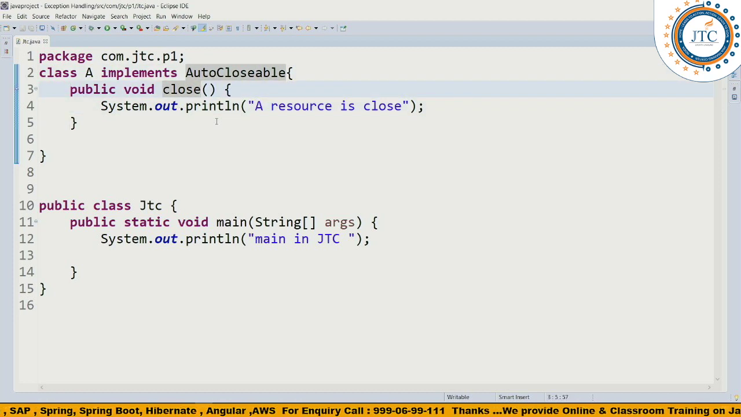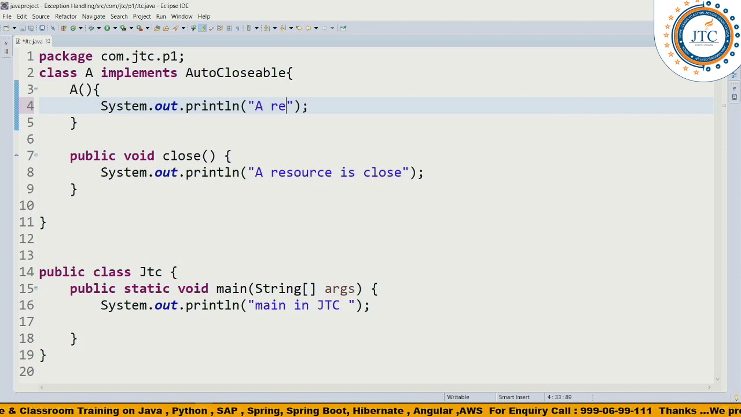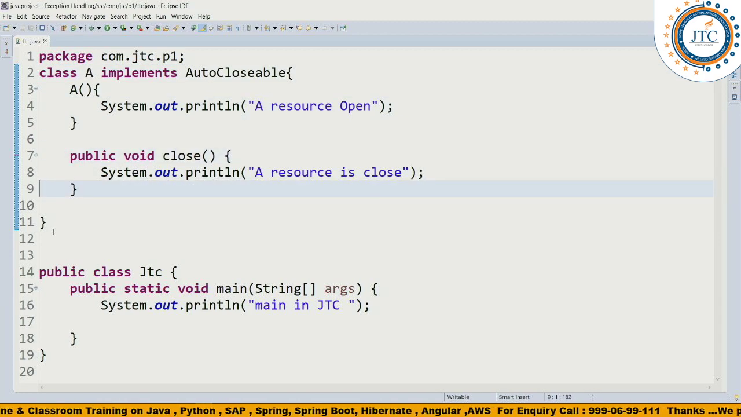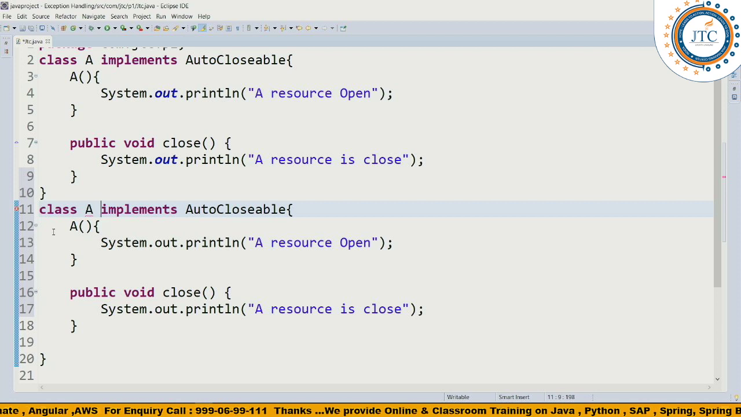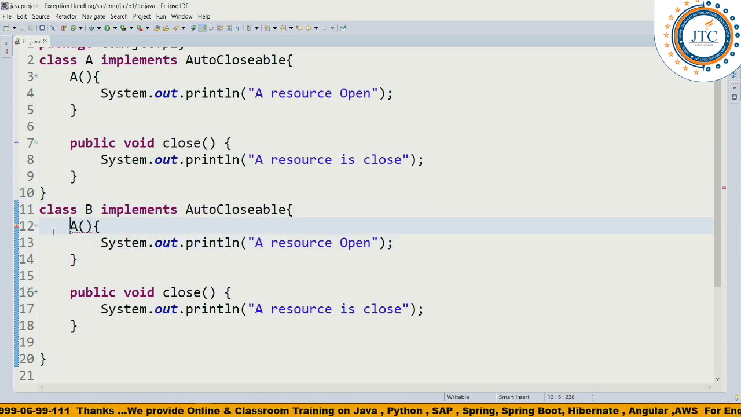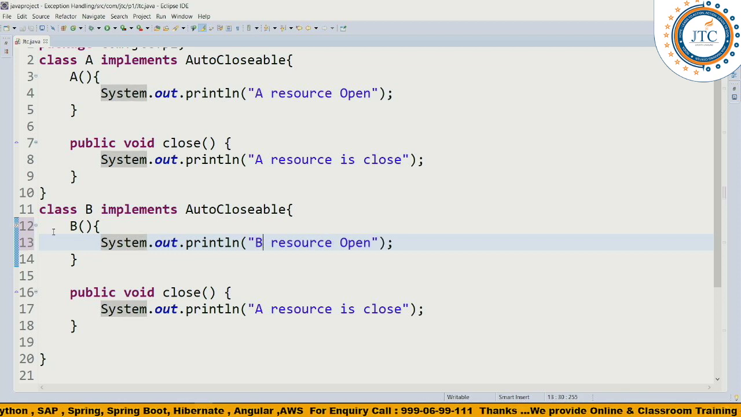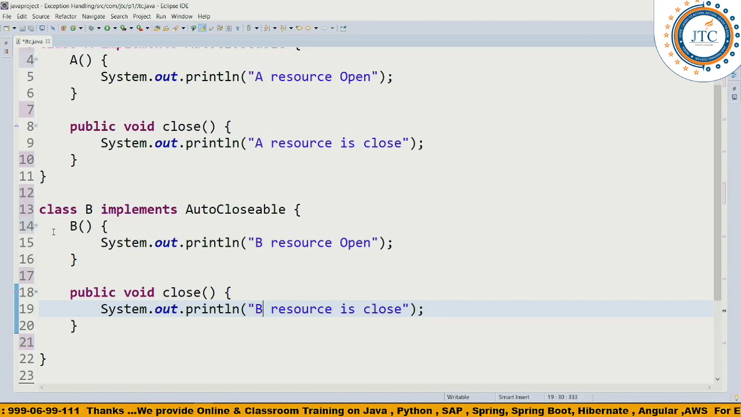And inside this, I'm writing a few more things: "A resource open." This is a very simple example, and the same thing can be applied to many other cases. Now here is one more class. Class B implements the AutoCloseable interface, and inside it I'm writing "B resource open", and in the close method, "B resource closed." This is one simple thing I have written.